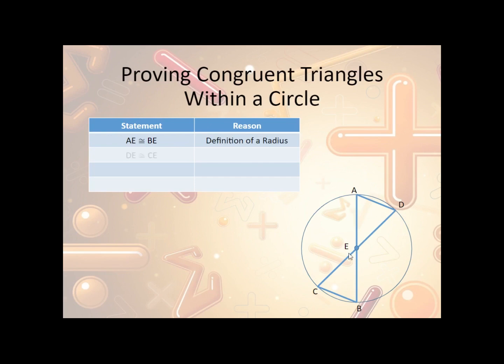Then we could say that DE is congruent to CE. And that's also the definition of a radius. So we know that these side lengths are congruent. We don't know anything about these two here. But we do notice this angle here forms this X shape. So now we can use vertical angles to prove that these two angles are the same. So we could say that angle AED is congruent to angle BEC, and that is by vertical angles. So now we have side, angle, side that we can use to prove that these two triangles are congruent.